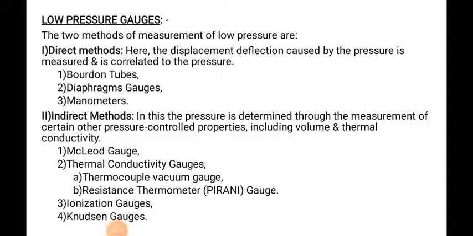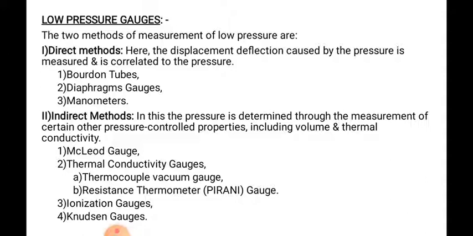The two methods of measurement of low pressure are direct measurement and indirect measurement. In direct measurement, the displacement or deflection caused by the pressure is measured and correlated to the pressure, as in the Bourdon tube, diaphragm gauge and manometers. The gauges we have studied in the previous lecture and today are used for low pressure: the Bourdon gauge, diaphragm gauge and manometers.